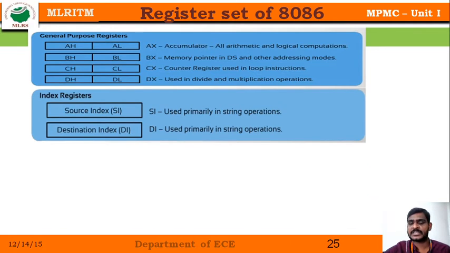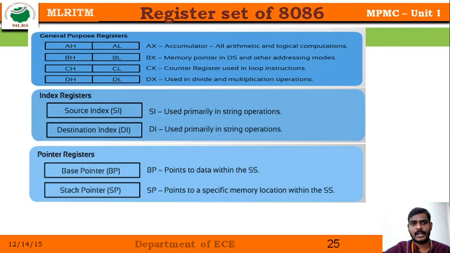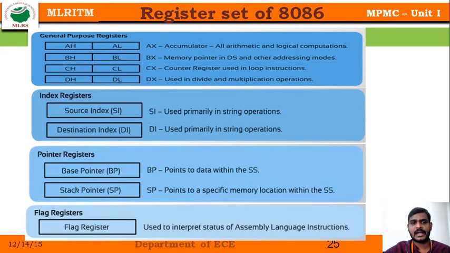We have two index registers, source index and destination index. These registers are mainly used for string operations. We have pointer registers, base pointer and stack pointer. These pointer registers point to data in the stack segment, and specify memory in the stack segment. The flag registers indicate the condition or status of the result when we execute an instruction.